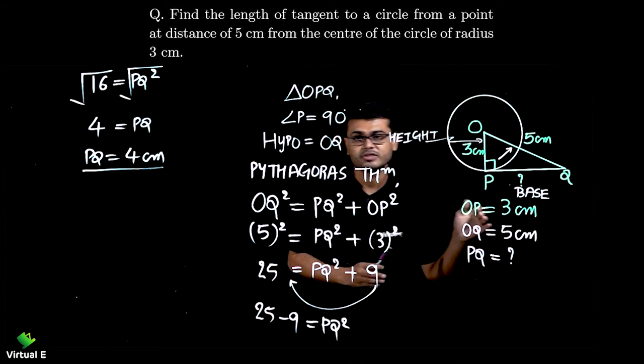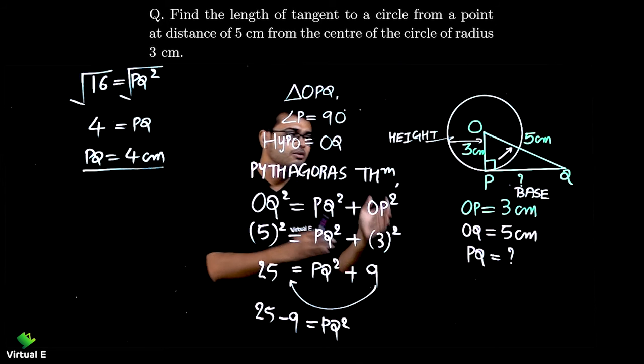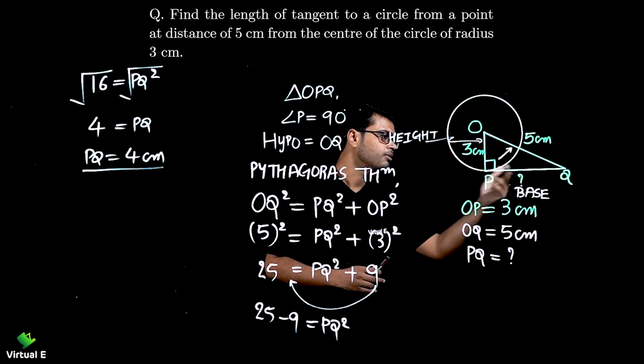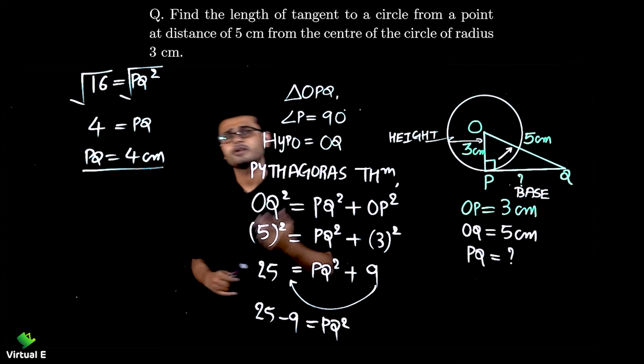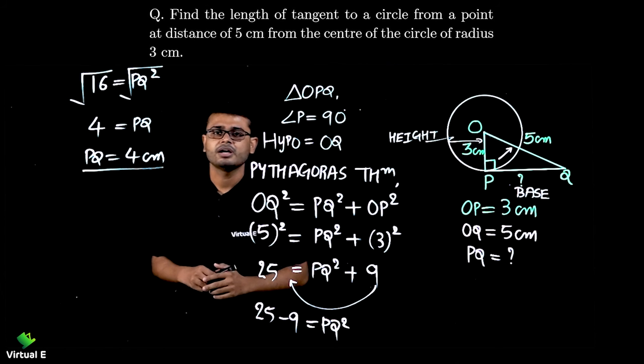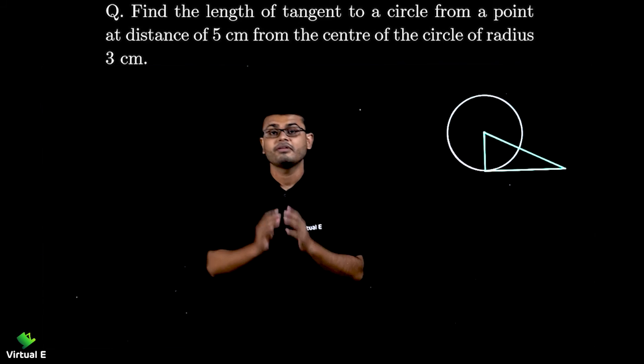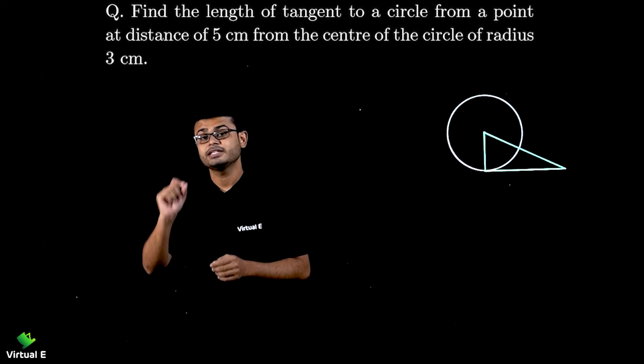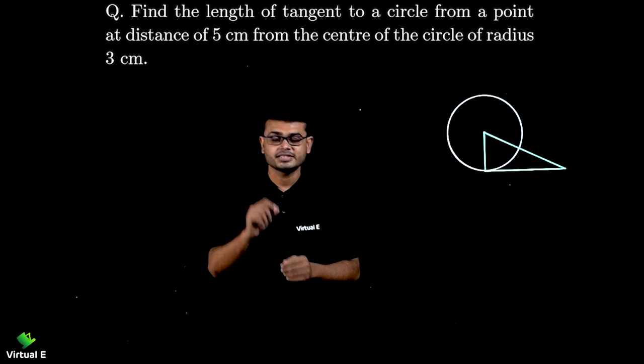So PQ is tangent, we need to identify it. So it is about identification. So you label all the things, OP, then OQ, then PQ, then Pythagoras theorem, solve and you get your answer. We have already discussed the one question related to finding the length of the tangent. Let's discuss the second one.